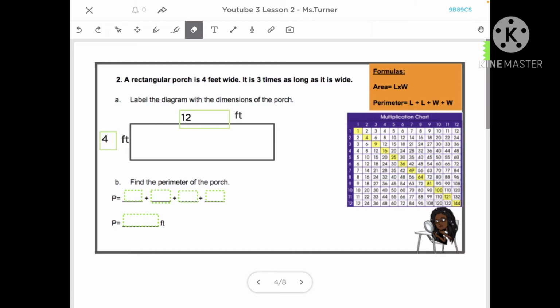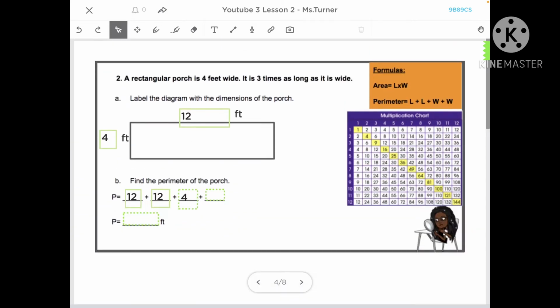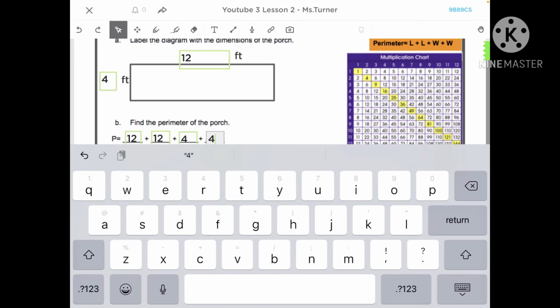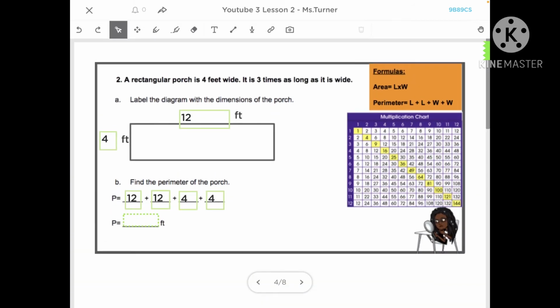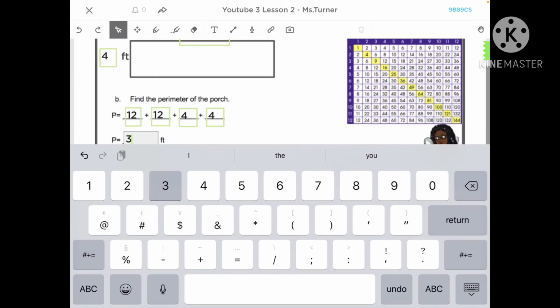Good. Perimeter equals 12 plus 12 plus 4 plus 4. And now let's go ahead and solve. What's 12 plus 12? Yeah, that's right. 12 plus 12 is 24. Plus 4 more. Good, 28 plus 4 more. Good, 32.